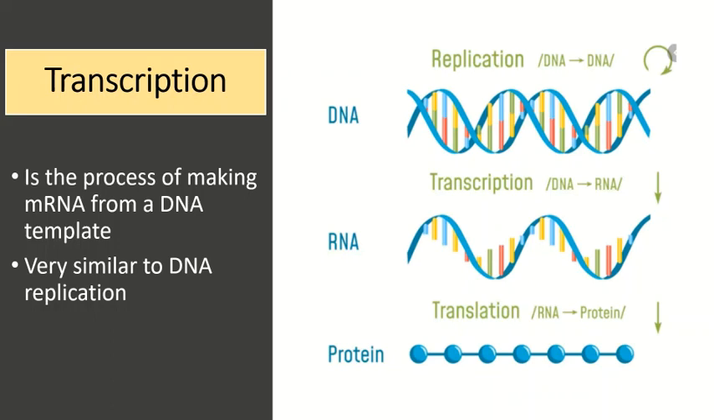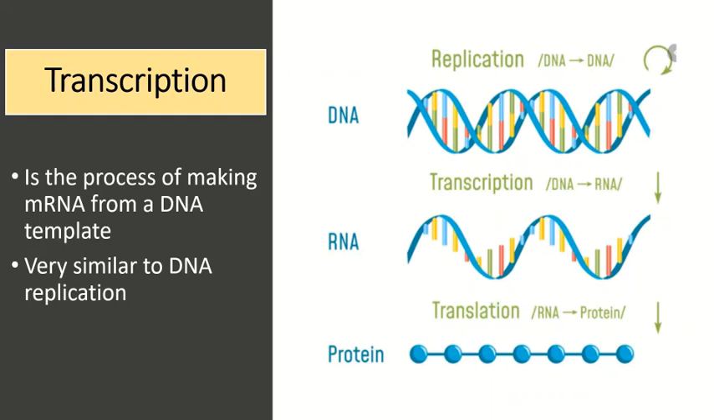First of all, the transcription process takes place in the nucleus. Why do I say so? Because it involves DNA, and DNA is contained in the nucleus. It is the process of making mRNA from a DNA template. Remember this: transcription is about making mRNA from a DNA template. It is different from replication, which is the process where you produce DNA from DNA. Otherwise, these are very similar to DNA replication.